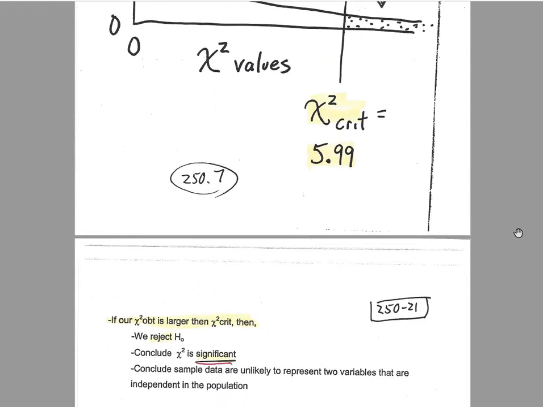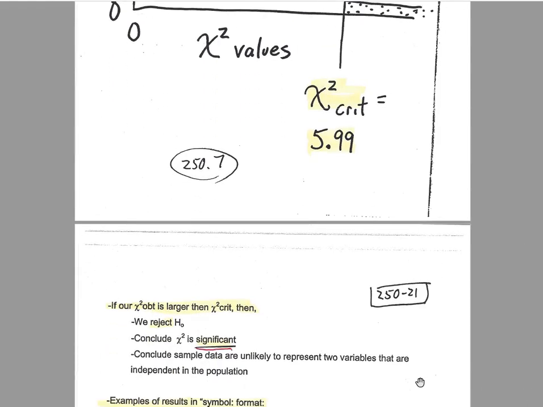And I put that into black and white at the top of the next page. Page 250-21. If our obtained chi-square is larger than the critical value of chi-square, we reject the null hypothesis. We conclude these sample data are unlikely to represent two variables that are independent in the population. If two variables are really independent in the population, it's very unlikely we would have gotten the big chi-square statistic that we got. So we reject the null, tell the world we've got significant results.